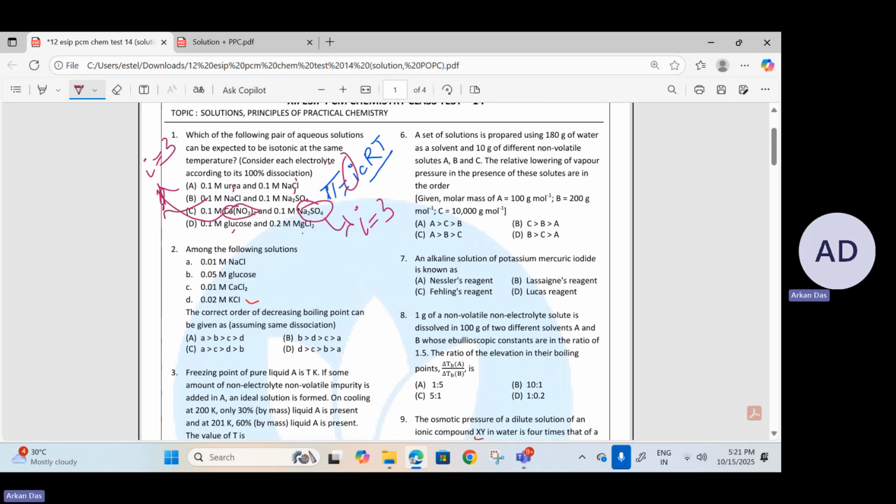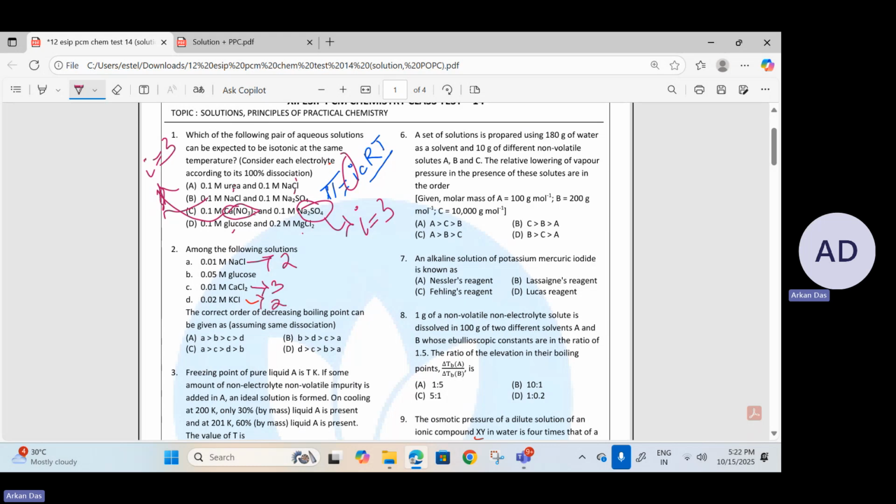We are going to talk about, among the following solutions, the correct order of decreasing boiling point. Again, one thing comes into play, that is the i value. The i value of glucose is 1, whereas the i value of NaCl, CaCl2 and KCl are different. The i value of NaCl is 2, the i value of CaCl2 is 3, and the i value of KCl is 2.